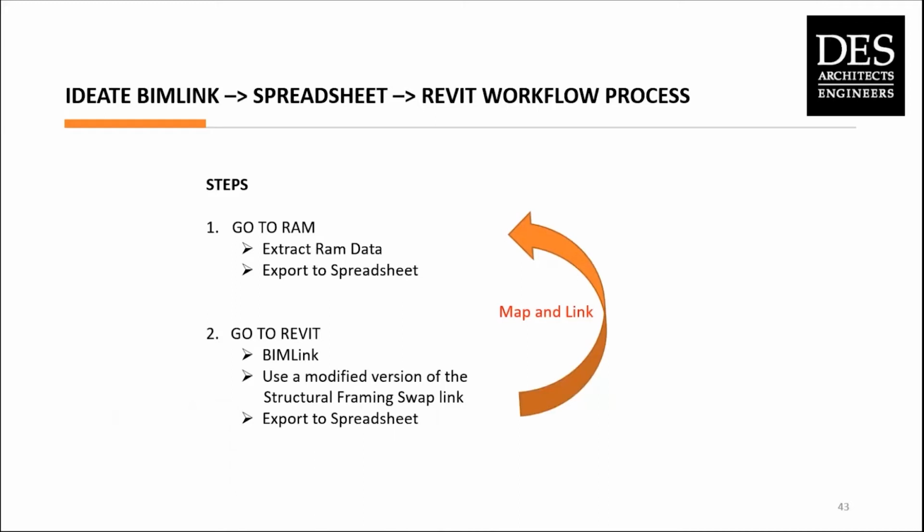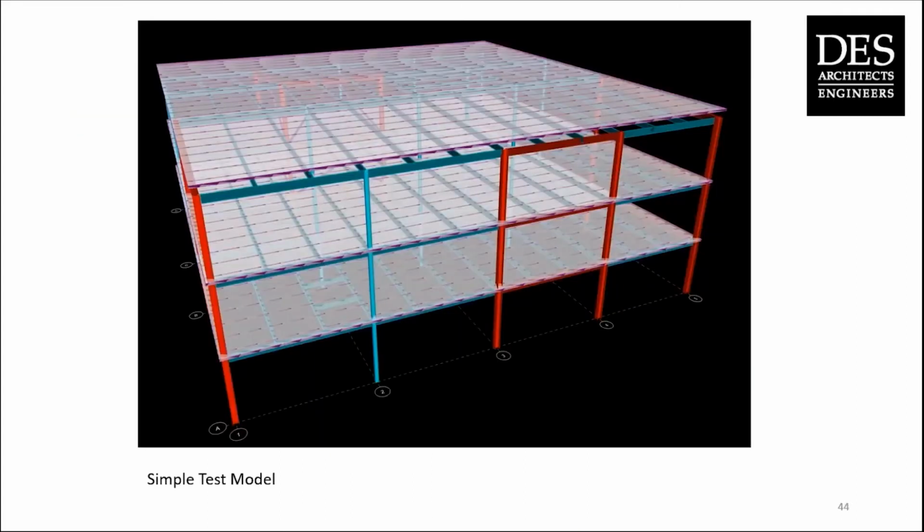One, I go to RAM, which is the engineering software. I extract the RAM data and I export it to spreadsheet. Two, I go back to Revit, go to the BIMLink, and I use a modified version of the structural framing swap link and export to spreadsheet. And then I map these two spreadsheets and get what I want. So let's go over a simple test model. From this model, we export the design result to a spreadsheet.